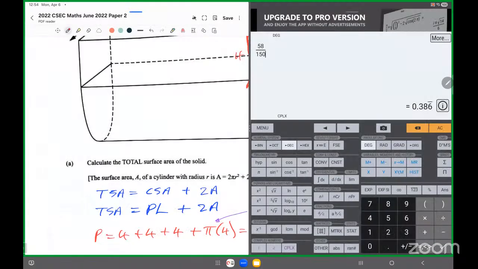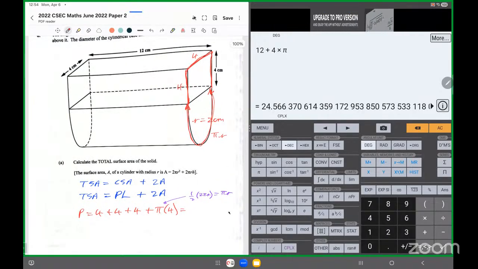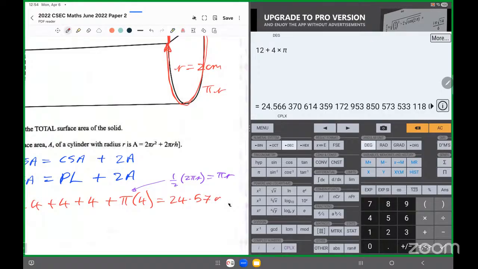Let's work it out. It becomes 12 plus 4 times pi. That is 24.57. So 24.57 centimeters is the perimeter of the end.